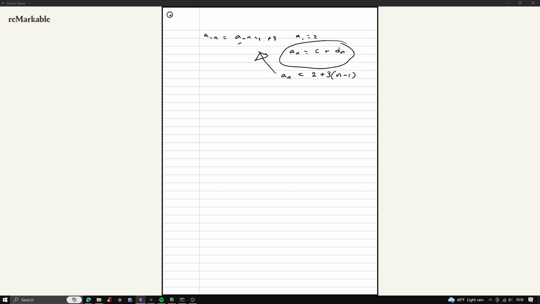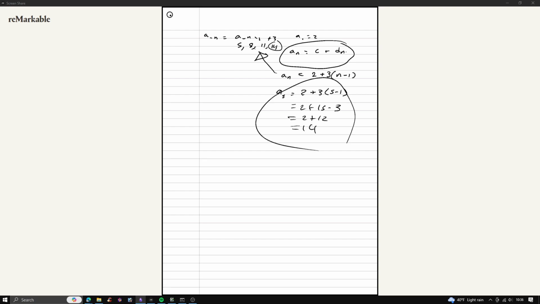Because we know that this goes 5, 8, 11, 14, etc. So if we plug in, let's say, what's 14? 14 is 2, 3, 4, 5 in, so a of 5 is equal to 2 plus 3 times 5 minus 1, or 2 plus 15 minus 3, or 2 plus 12, or 14.